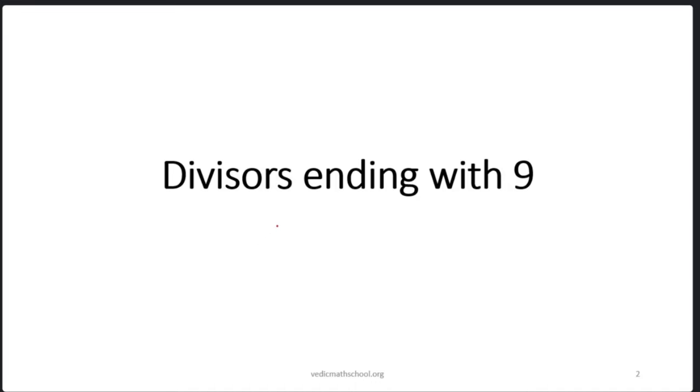Chalo, so let's start with the divisor ending with 9. Okay? To start with, I will tell you what the question is. We have all done division with numbers like 27 divided by 1, 4, 7, 8, 9, 6, where we took multiple methods, like the method we followed before.